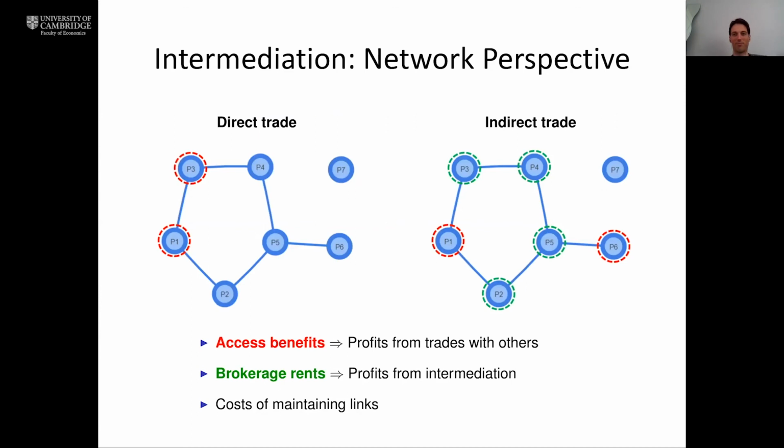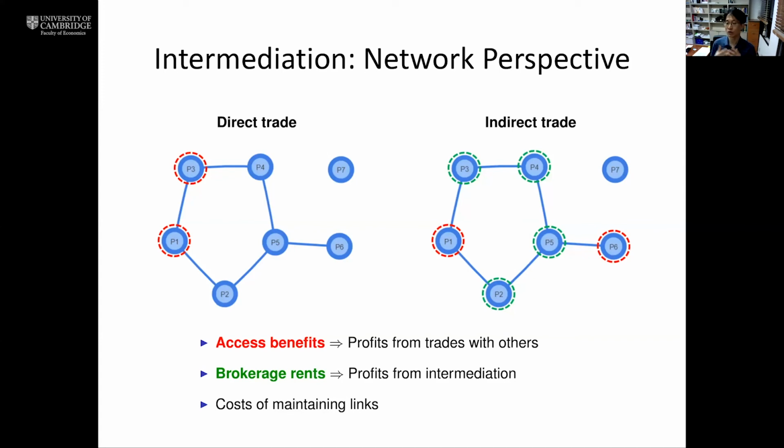The network perspective that we have here is to think about 2 individuals, for example, P1 and P3 on the left-hand side of the figures. These are directly connected, so that they can directly trade. But if you look at players P1 and P6 on the right-hand side of the network, there is no direct link, so they cannot make a direct trade. However, there is an indirect path between them. There is a trading path, so they can use this trading path to trade. But by using this trading path, they are using intermediary services.